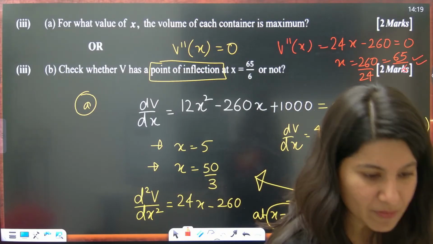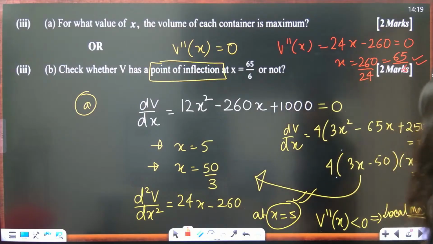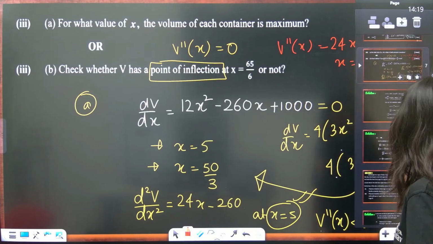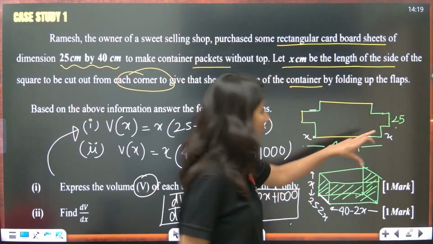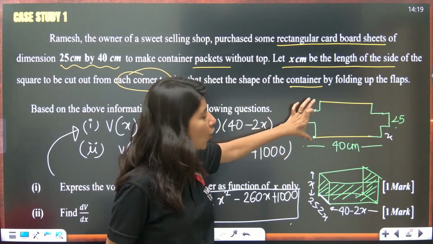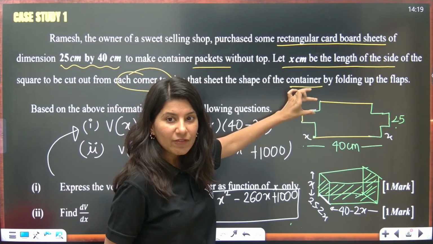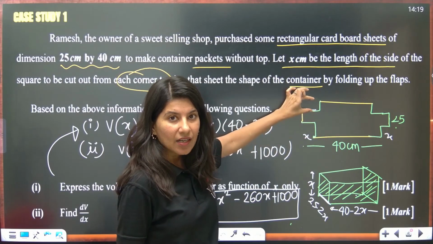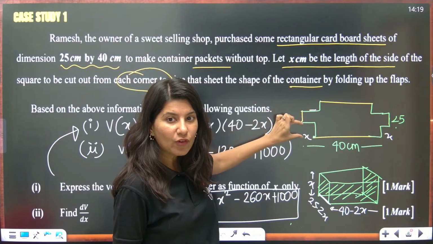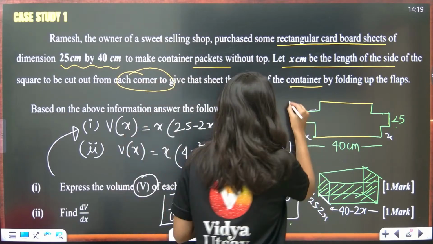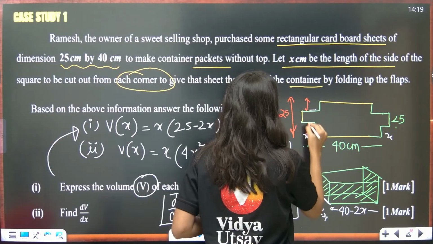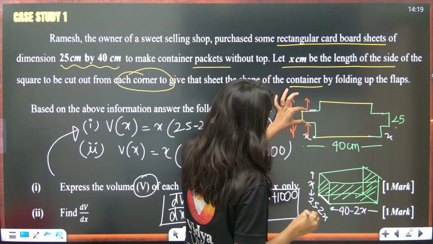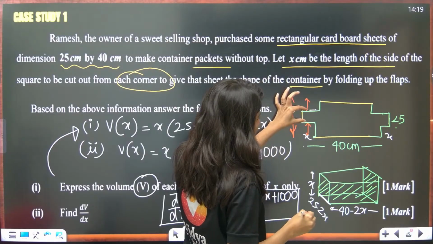How 25 minus 2x, you guys are asking? One student is asking, okay? So 25 minus 2x. Understand, this whole length is 25. If you are cutting x from here and from here, so this whole is 25 now. And if you cut 2x, only this much part is left.